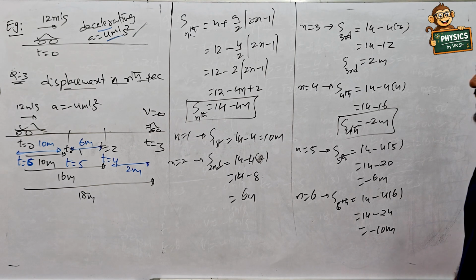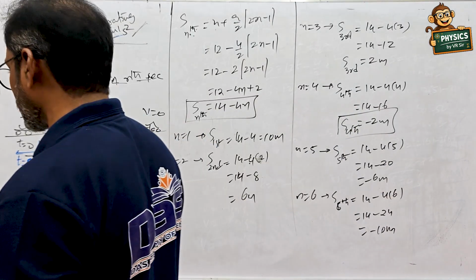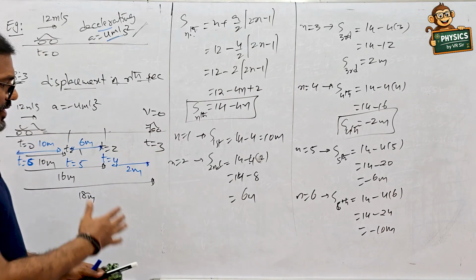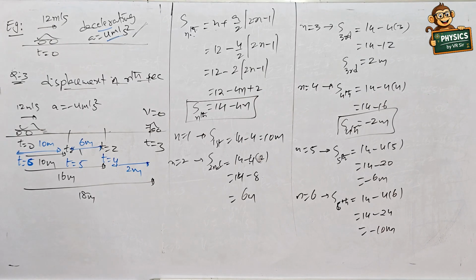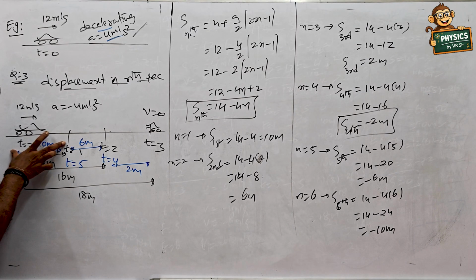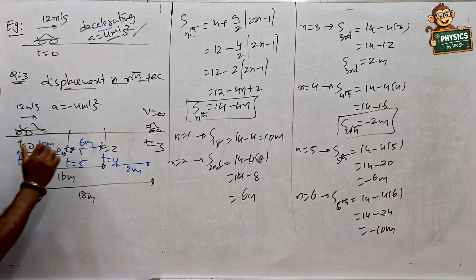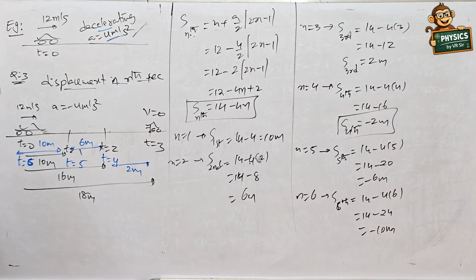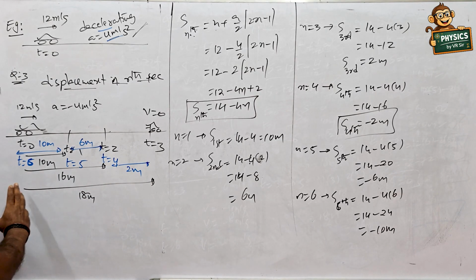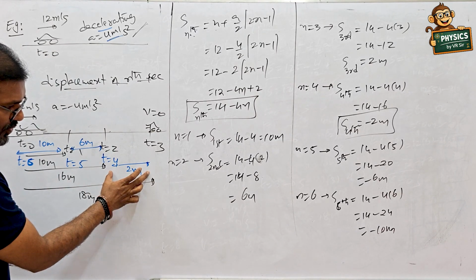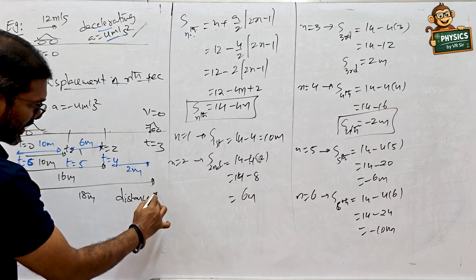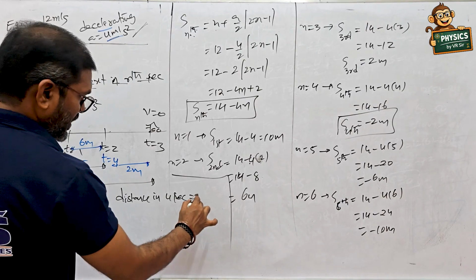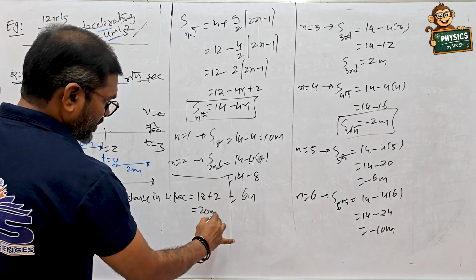To calculate the distance, same as I told you, there is no formula. So we should analyze and then calculate. Distance in 1 second, 10 meters. Distance in 2 seconds, 16 meters. Distance in 3 seconds, 18 meters. Now distance in 4 seconds, observe clearly. Distance in 4 seconds is 18 meters plus 2. How do you take this, 18 plus 2? It is nothing but 20 meters.